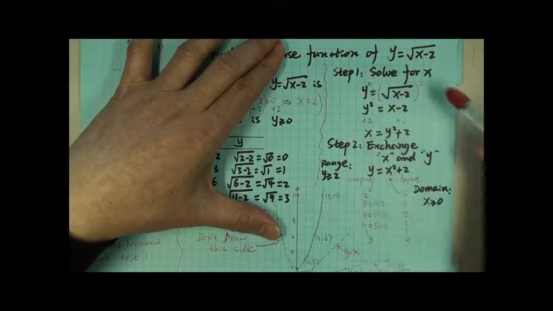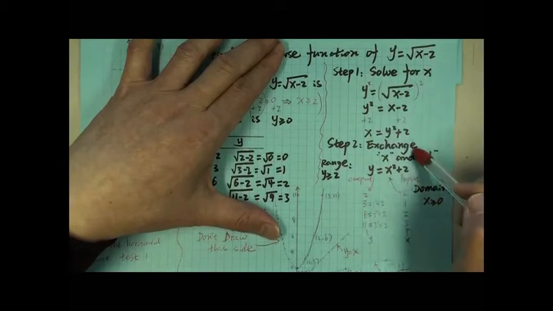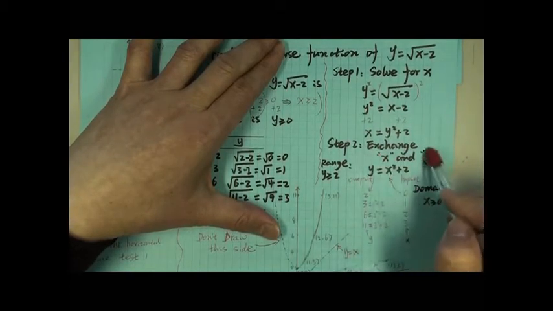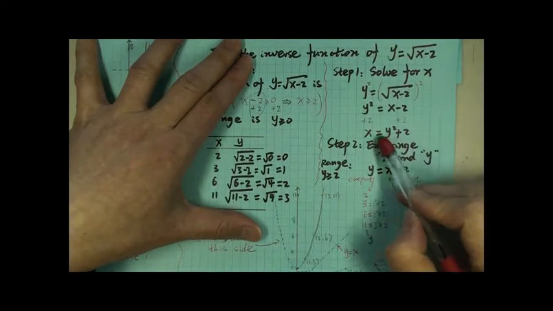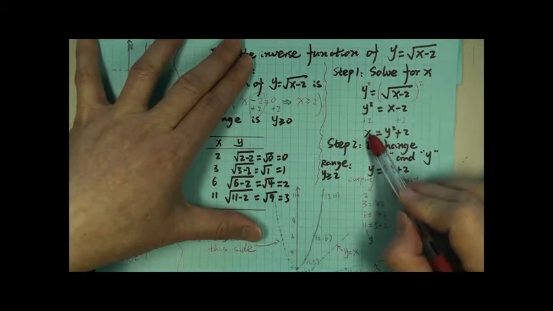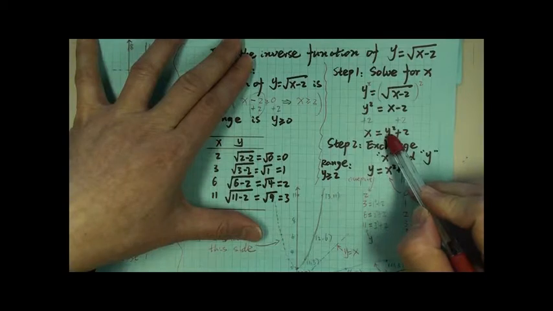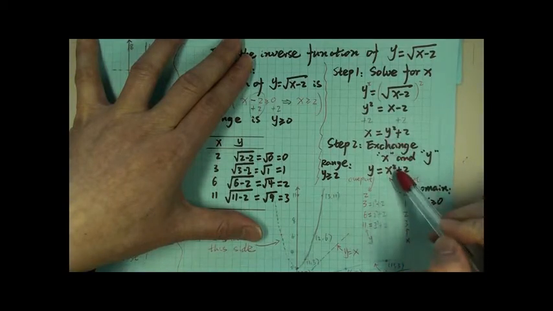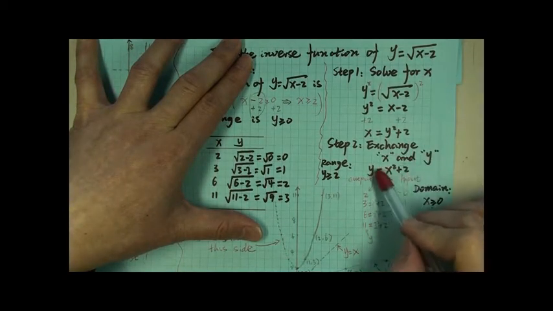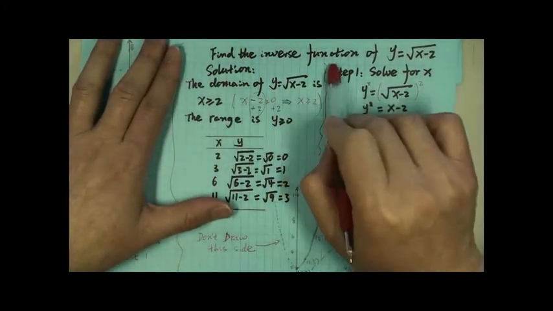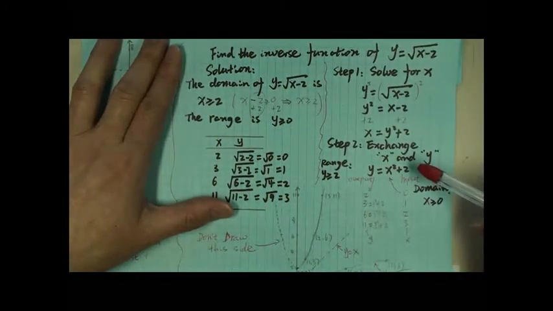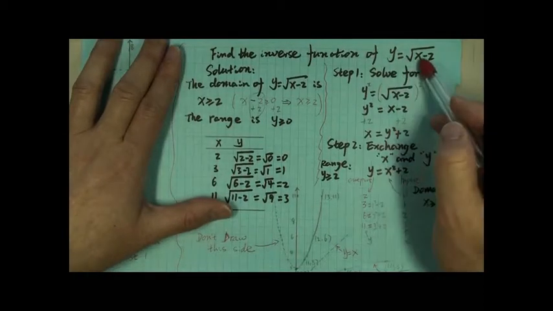Now that's step 1, solve for x. Step 2, exchange x and y. Now that's easy. Here is x, replace x by y, and here is y, replace y by x. So this is the final solution. So we have found the inverse function of this one. Is this really the inverse?